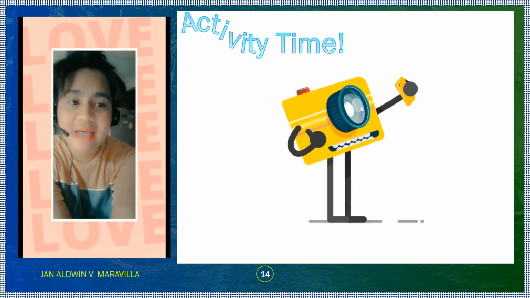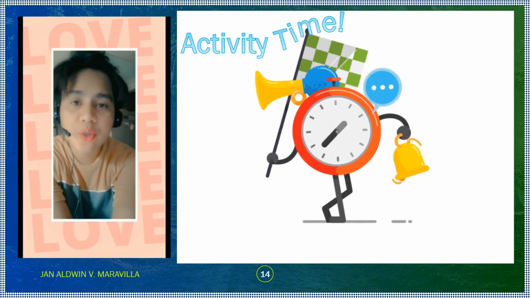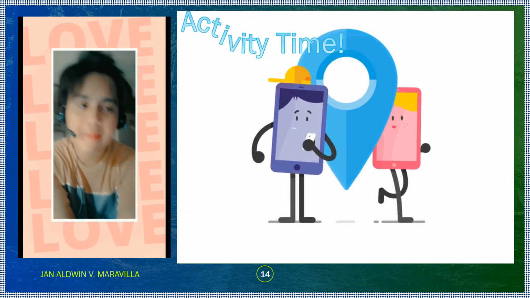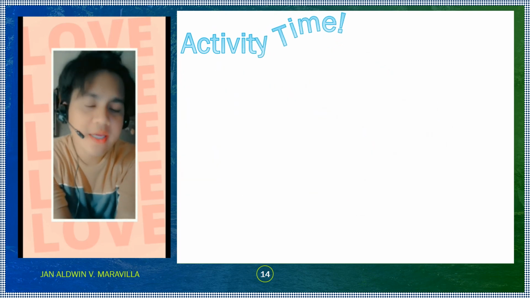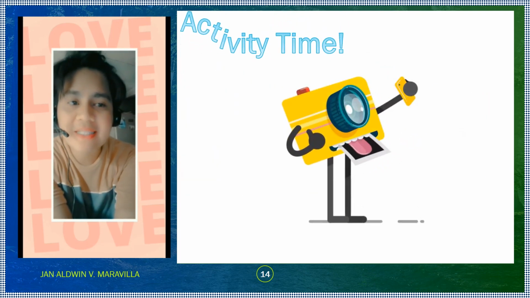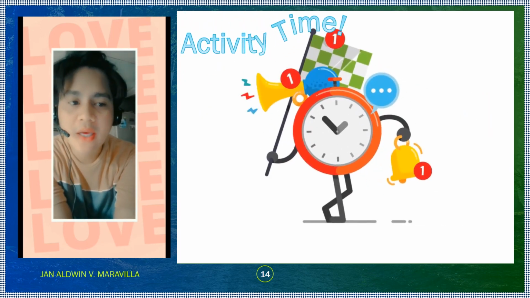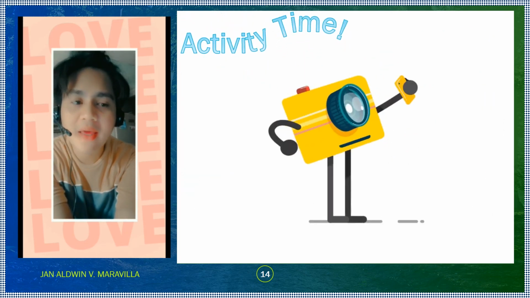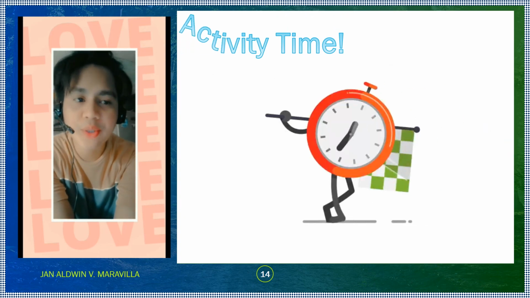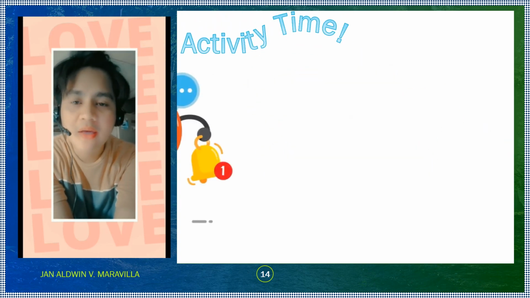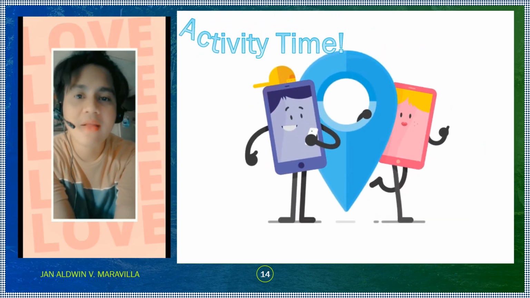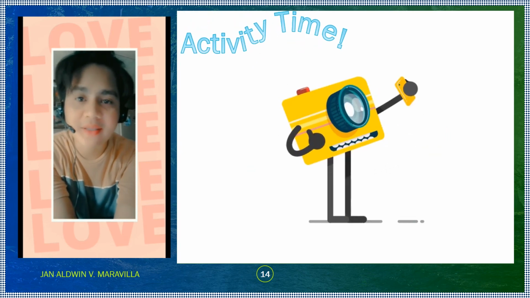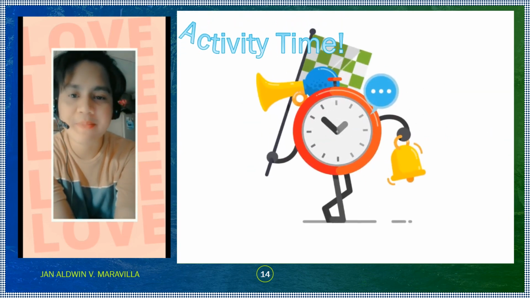So, it's activity time. What you need to do is go to your SLM, page 7, practice task, independent activity 1. You need to follow only the directions. You will be making your own DIY or do-it-yourself camera obscura. Don't forget to document the results and process of making your camera obscura.